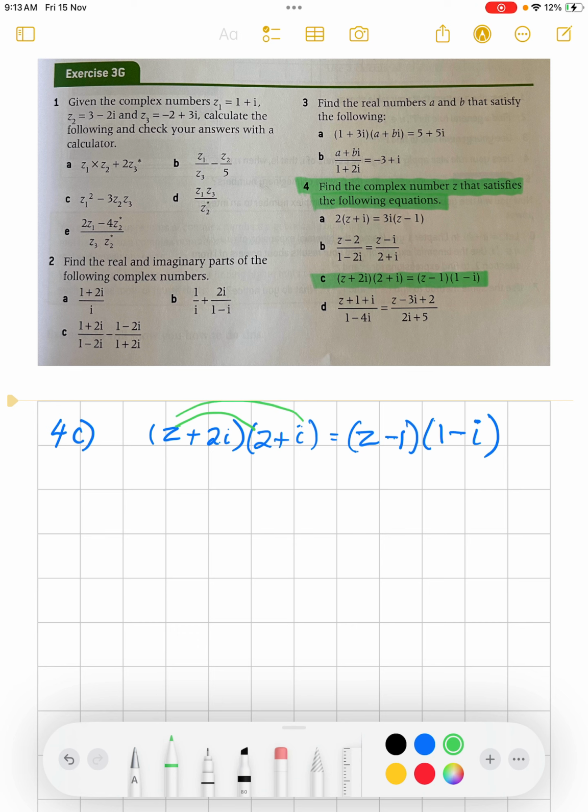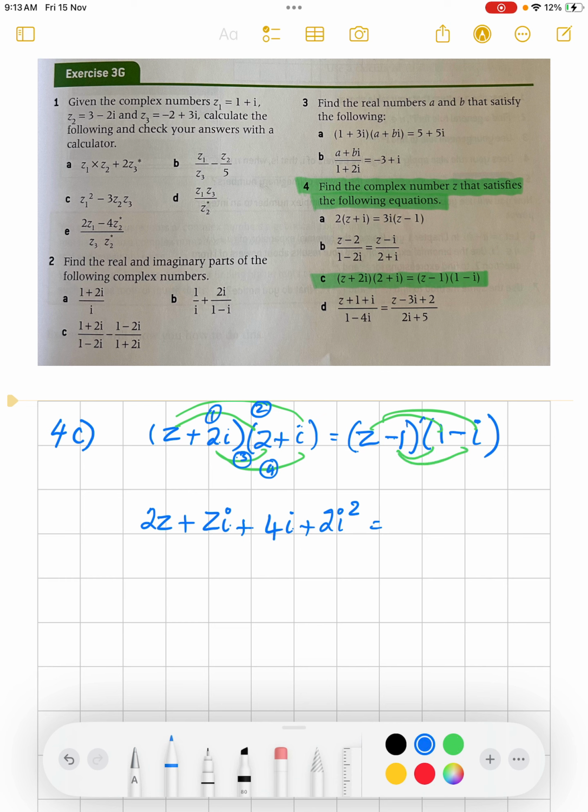And so I will expand the first bracket. Z times 2 is 2z. Z times i is zi. 2i times 2 is 4i. And 2i times i is 2i squared. That's the left side. Now the right side.